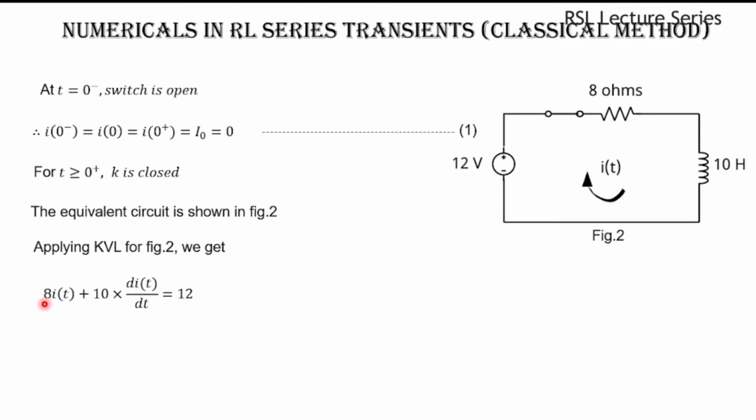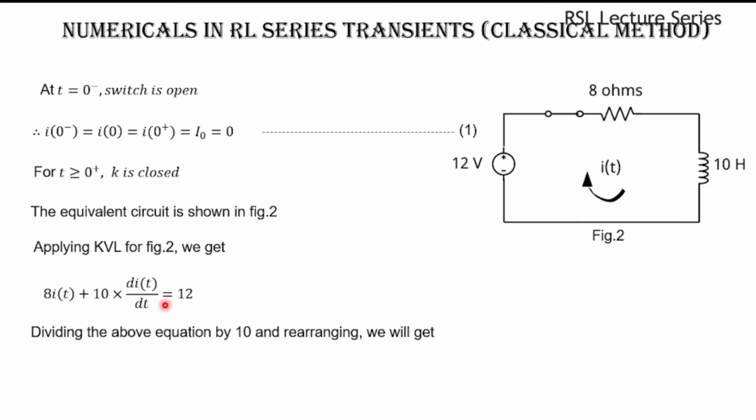Now the voltage drop across the resistor is 8 into i(t), plus the voltage drop across the inductor is 10 into di(t)/dt. That is equal to the voltage rise, 12. So this is the Kirchhoff's voltage law equation for the equivalent circuit. Now our aim is to find out the i(t) value.